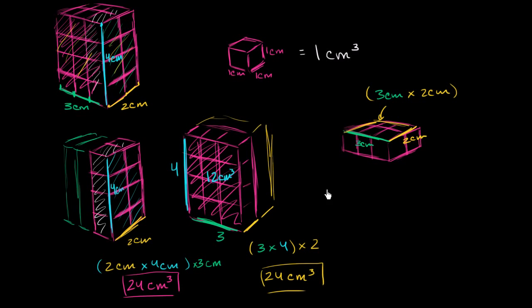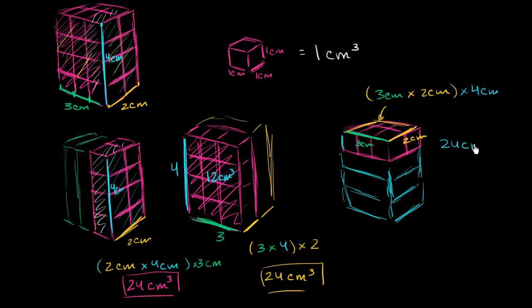Well, this whole thing is 4 centimeters tall, and this thing is only 1 centimeter, so you're going to need 4 of them. So that's 2, 3, and 4. You're going to need 4 of these. So to figure out the whole volume, you take that and multiply it times 4 centimeters, which once again, 3 times 2 is 6 square centimeters times 4 centimeters is 24 cubic centimeters.